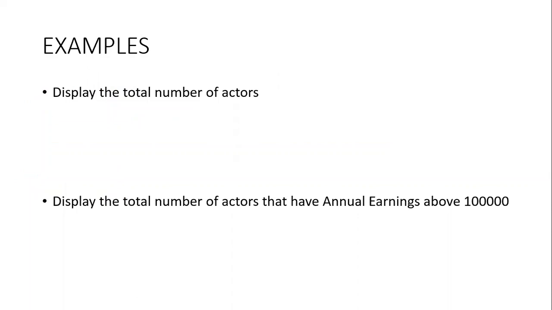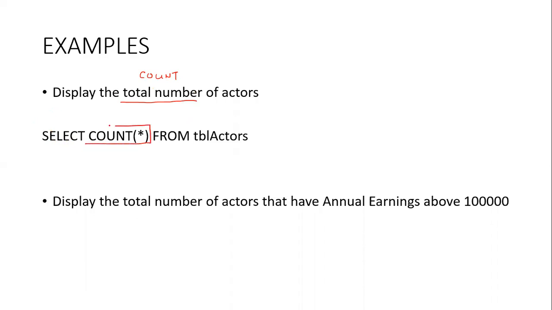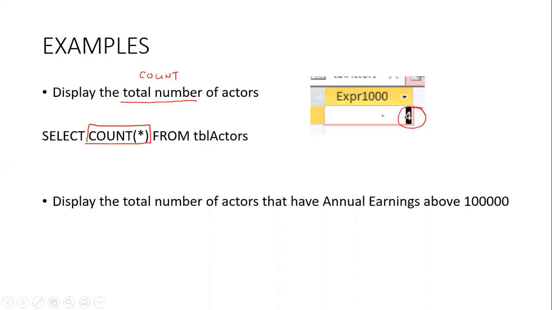Let's go straight into some examples. Display the total number of actors. So if you want to display, in this case, we are going to make use of count, which will display the total number of actors. And we will then say select, there it is. And when you use count in brackets, we normally put in a star, from, and the table name. In this case, we know from the table that we looked at earlier on, we've got 4 actors. So if we had to count the number of rows, that would be 4.